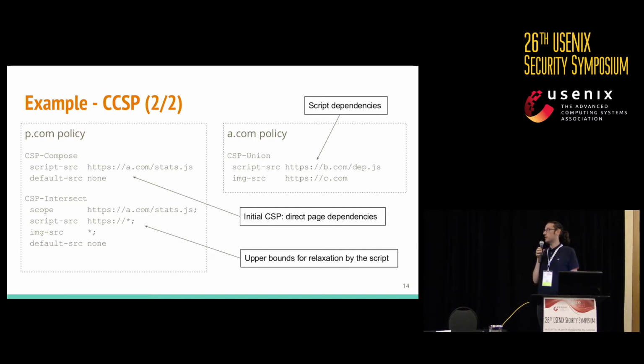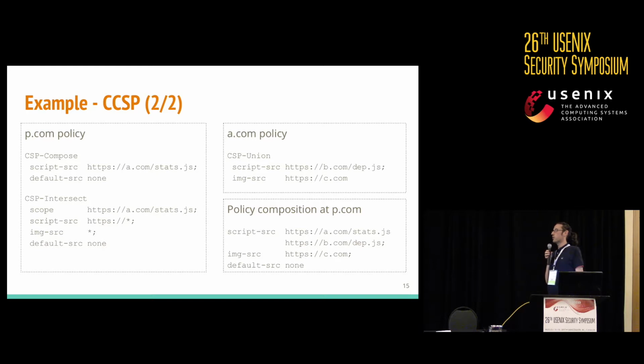What happens at runtime in the browser is that all this information is combined, so that the policy which is enforced at p.com is dynamically updated to be relaxed from the initial policy into this other policy, which is built by composition. How is it built? The idea is that we start from the initial policy, which is expressed in the CSP compose header. And what we do is that we extend with the dependencies specified by a.com.